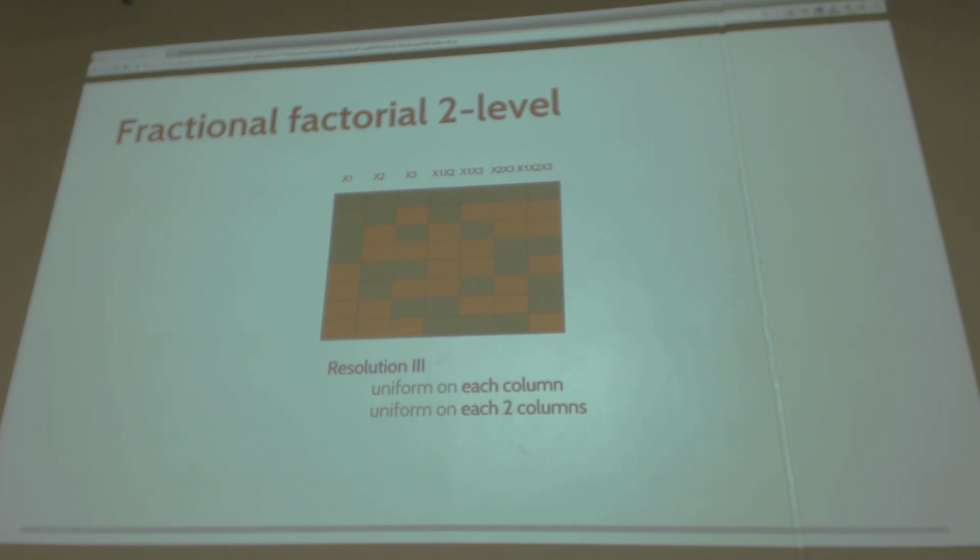This design does not have such a pleasant uniformity property if you look at 3 columns, but it is good up to combinations of 2 columns. So it has a remarkable degree of symmetry while being for 7 parameters and using just 8 points for that. So it covers this space of 7 parameters pretty well.